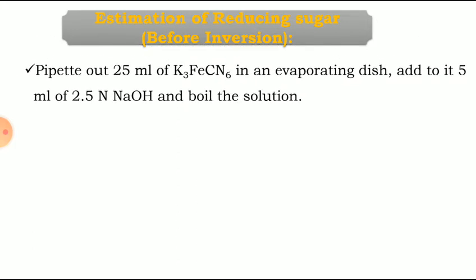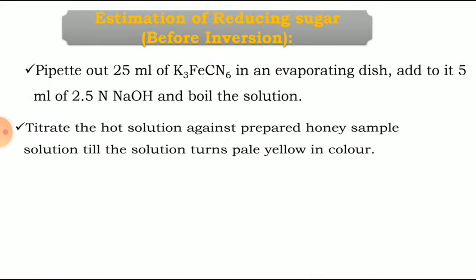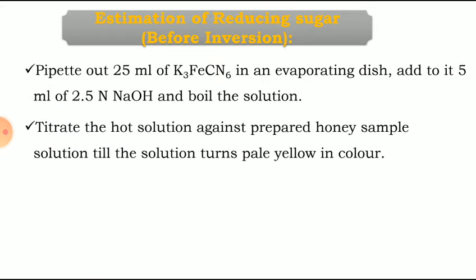For that, pipette out 25 ml of K3Fe(CN)6 in an evaporating dish. Add to it 5 ml of 2.5 normal sodium hydroxide and boil the solution. It's the same procedure we have just seen. Then titrate the hot solution against the prepared honey sample solution till the solution turns pale yellow in color. See, up to this we have seen the same procedure as in the first part, right?